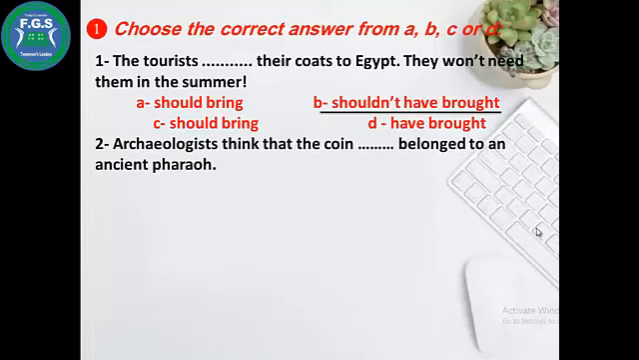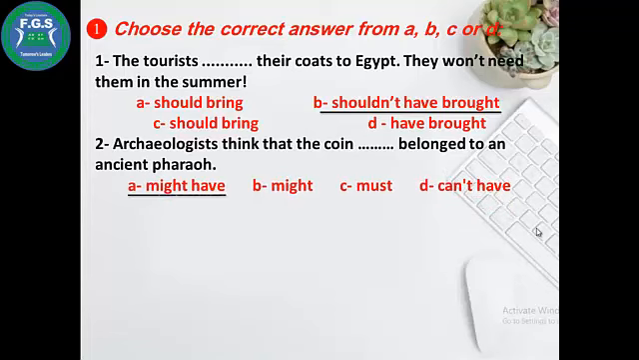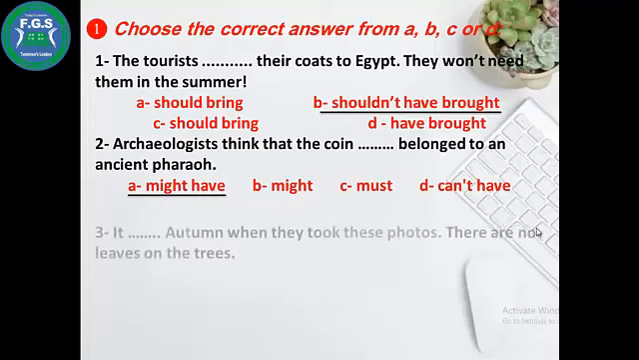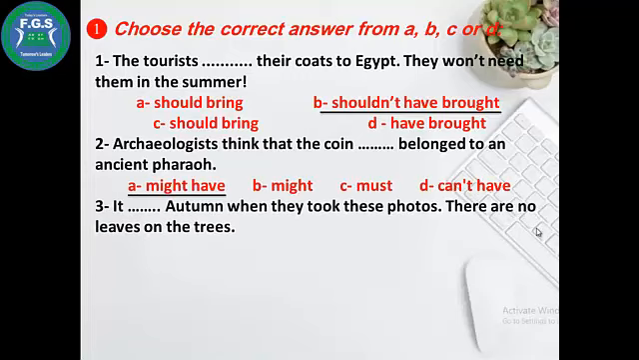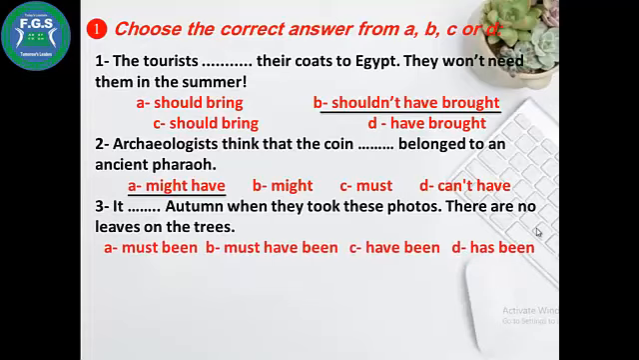Number two, archaeologists think that the coin ___ belonged to an ancient pharaoh. Might have, might, must, can't have. Might have belonged. Number three, it is ___ autumn. When they took these photos, there are no leaves on the trees. Must have been, has been.